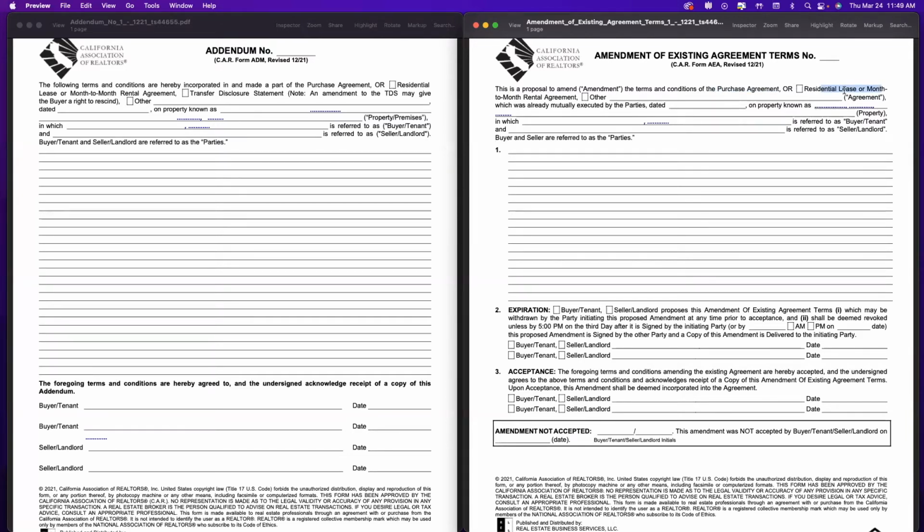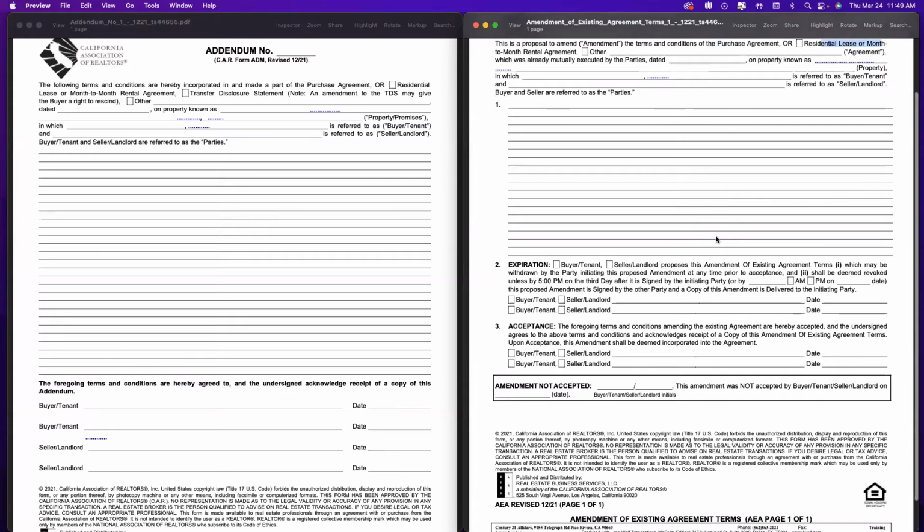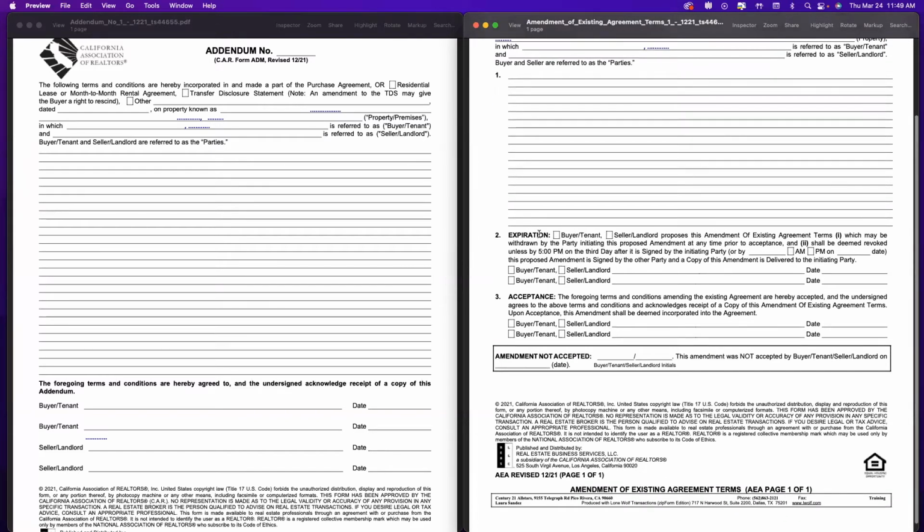And the reason why it says it's a proposal is because if you look down here at the bottom, it has an expiration date. So if I'm the buyer, I'm going to check that box. If I'm the seller, I'm going to check that box. And it says the seller or the buyer proposes this amendment of an existing agreement term, which may be withdrawn by the party initiating this proposed amendment at any time prior to acceptance and shall be deemed revoked unless by 5 p.m. on the third day after it's signed by the initiating party, it is not valid anymore, right?